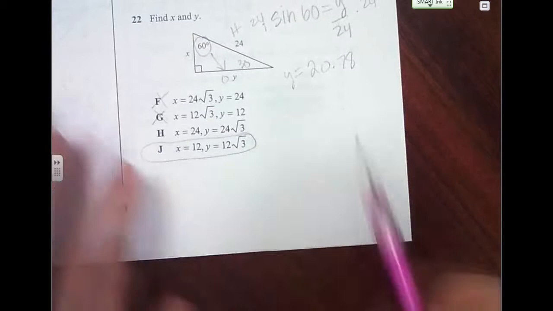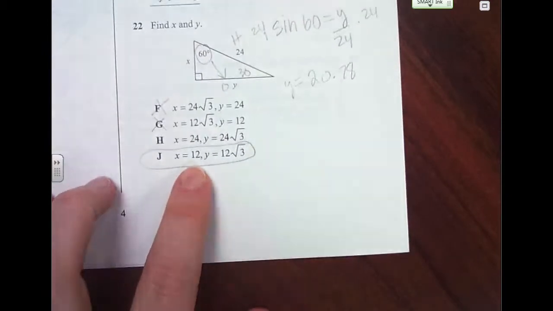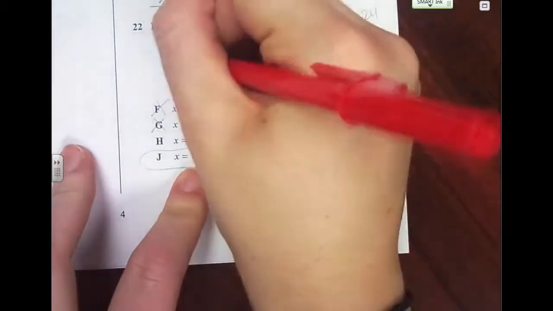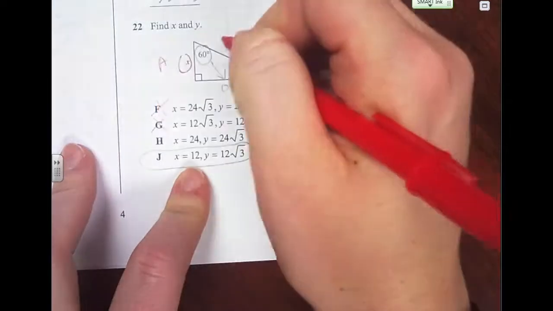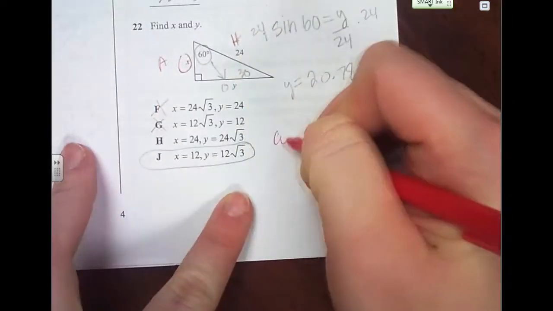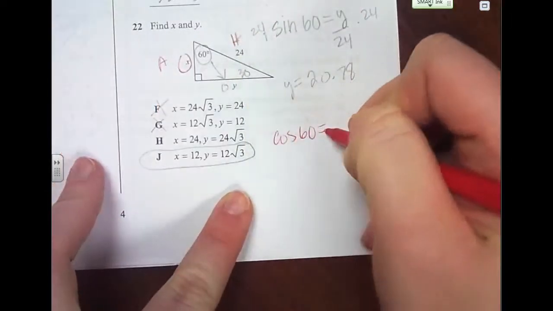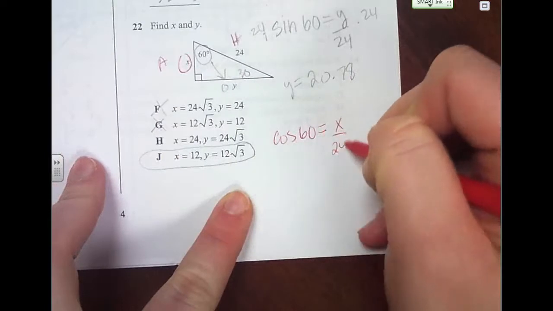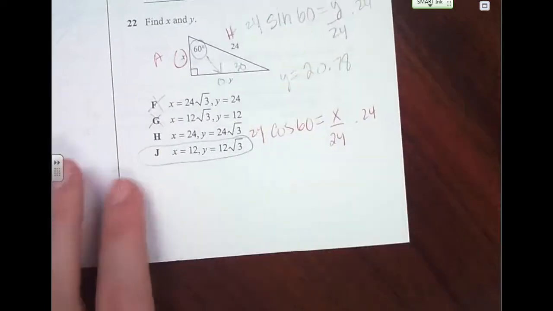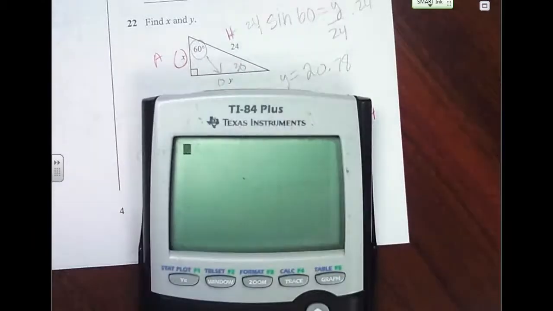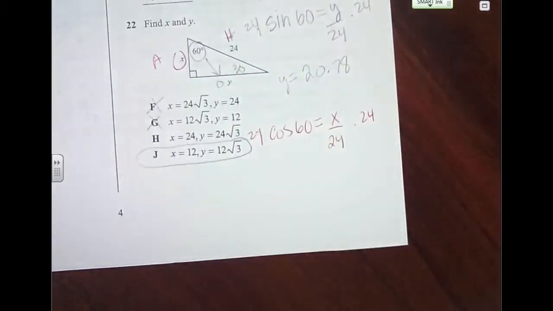Okay, but let's do x just to make sure. If I'm doing x, from 60, I have adjacent and hypotenuse, so I can use cosine this time. Cosine 60 equals x over 24. Multiply by 24. In my calculator, I'm going to put 24 cosine 60, and I get 12, which is what we found on J.